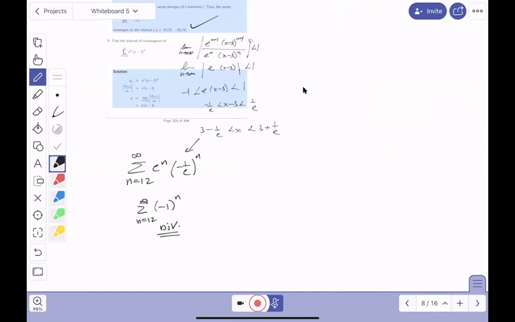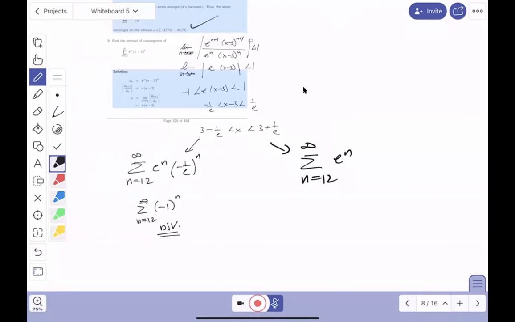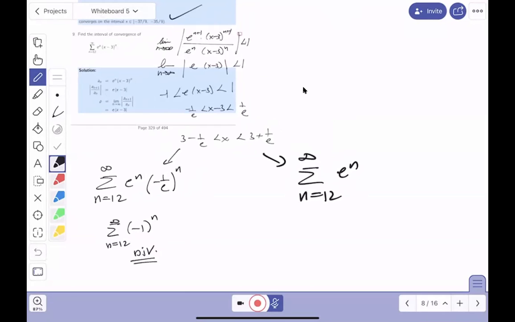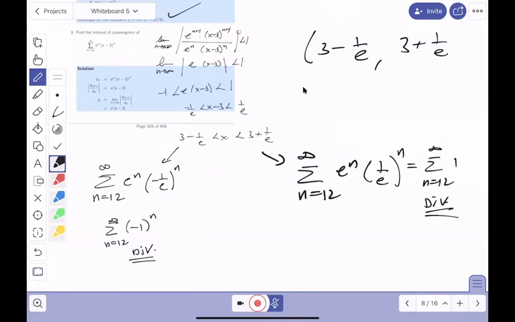So what's next up? Let's do this one over here. And what do you get over there? The sum n equals 12 to infinity. We're looking at the upper limit now. And you would get e to the n, and that would be, let's see, 3 plus, oh, just 1 over e to the n. And what does that give you? The sum n equals 12 to infinity of the number 1, also divergent. All right. So I got my interval. The interval is going to be 3 minus 1 over e, comma, 3 plus 1 over e.